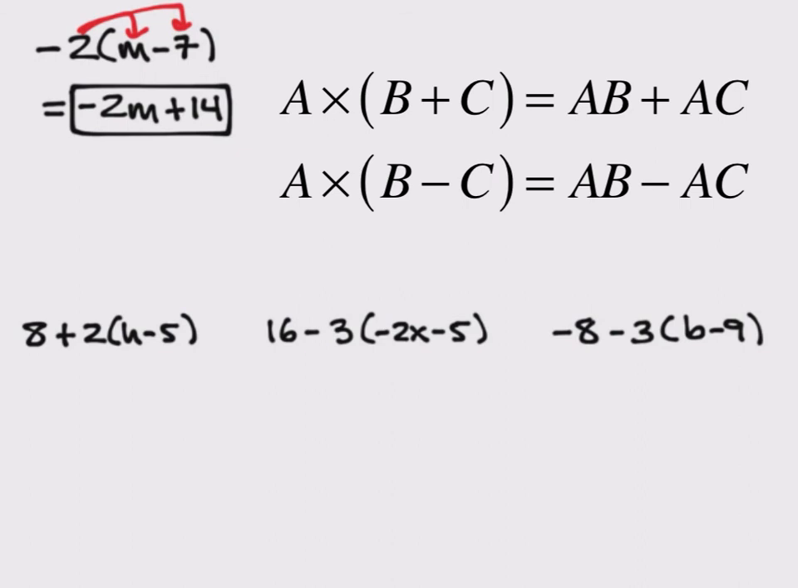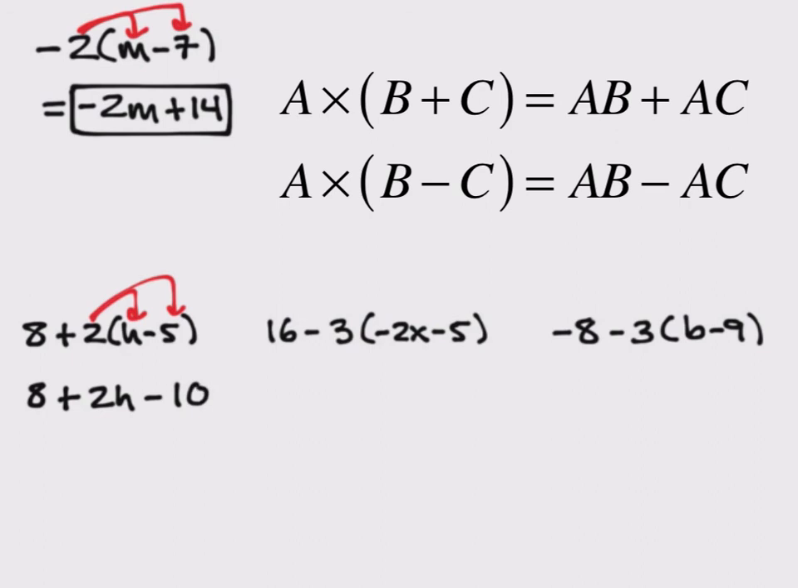All right, let's take a look at 8 plus 2 times the quantity of h minus 5. First things first, order of operations says we need to do multiplication before addition. So we're going to multiply this 2 by the quantity of h minus 5 before we add whatever that is to 8. So we're going to use the distributive property again. We'll multiply 2 by h and 2 by negative 5. So we end up with 8 plus 2h, and then 2 times negative 5 is negative 10.